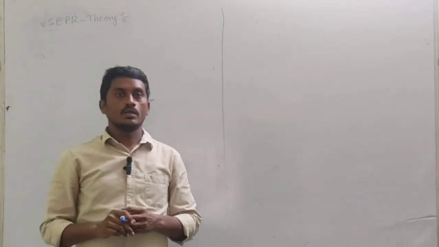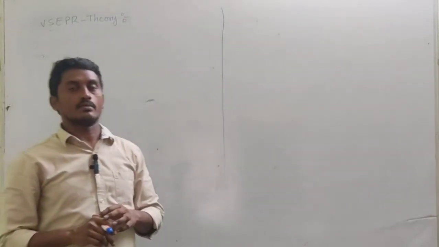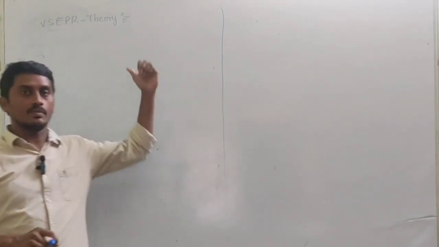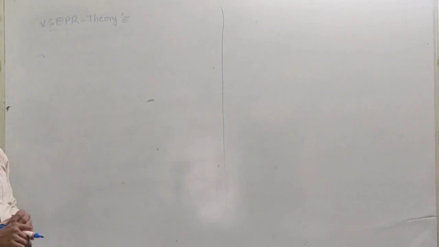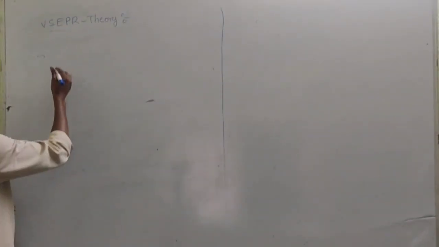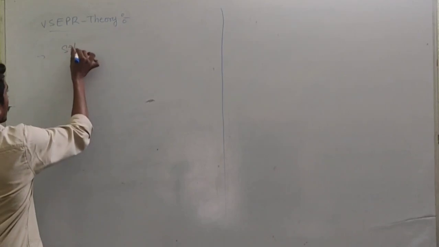Hello everyone. Now I am going to discuss valence shell electron pair repulsion theory. Simply it is called VSEPR theory. So first, who proposed it? It was first proposed by Sidgwick and Powell.